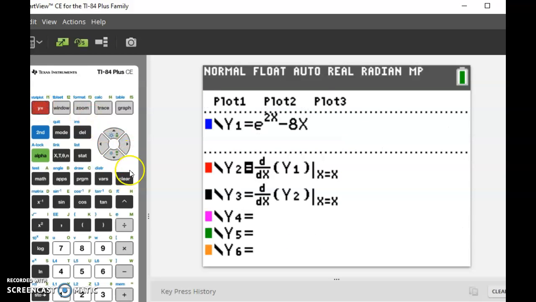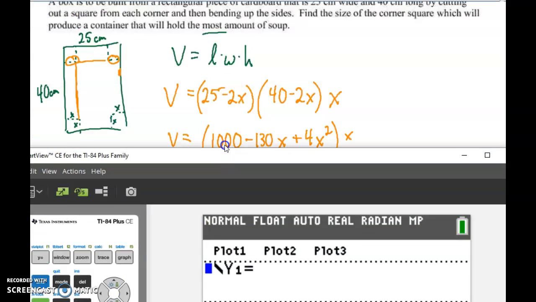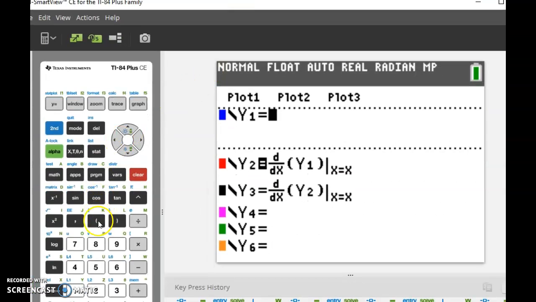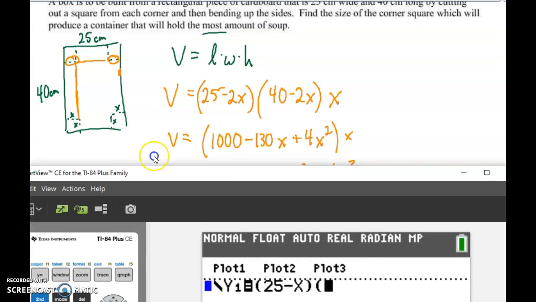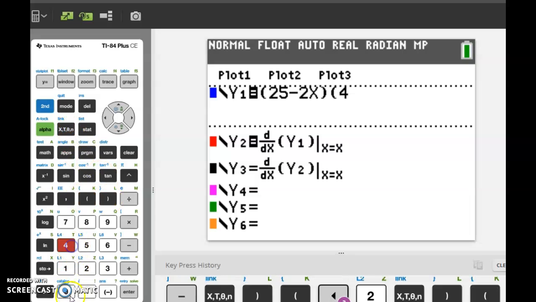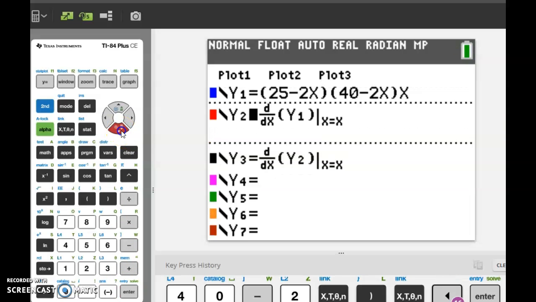Go to y equals, and if you're afraid that you're going to type this in incorrectly, you could probably type it in the way the original one was. Maybe I'll do that. 40 minus, oh whoops, forgot my 2 in there. Times x. And honestly, I don't even care about that equation. What I care about is the derivative.